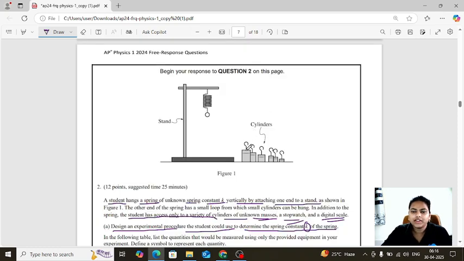So one method is to hang this mass on it. When it is in a stretched condition, it would be stretched, right? After coming to equilibrium, you can find the displacement delta x. So mg is equal to kx at the equilibrium point. So you can find the mass, and with the help of the mass you can find the k value. But in this, x is the initial displacement and the final displacement, measured with the help of a meter scale.